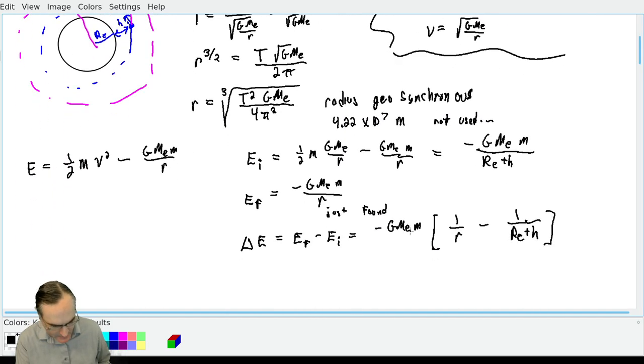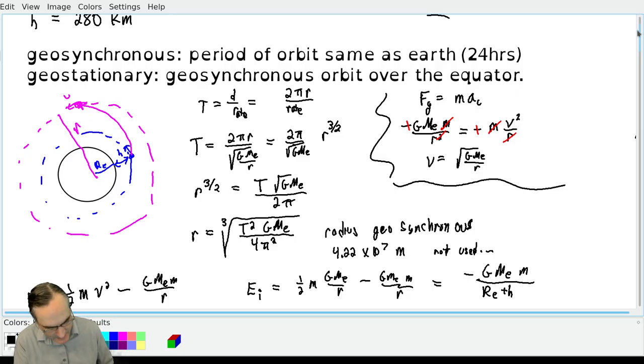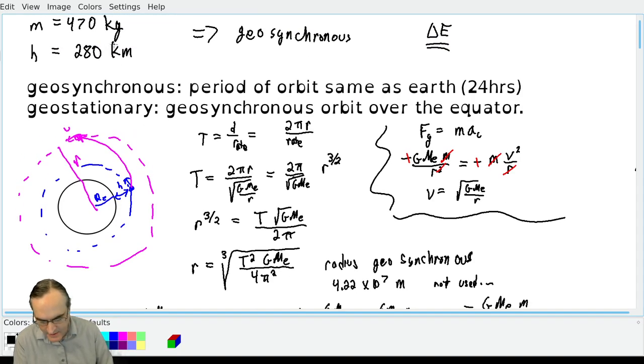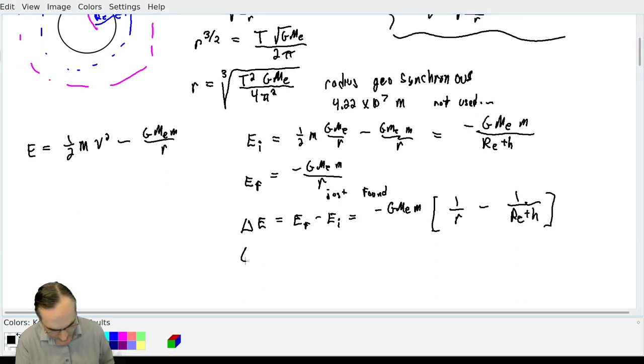Okay, so I've got the minus G mE m part times parentheses 1 over the answer I just found for the radius, saved, so I'm using it, minus 1 divided by 6.37 times 10 to the 6, radius of Earth, plus the altitude. Now notice the altitude was given in kilometers. I need to convert that to meters, so I'll take 280 times 10 to the 3 there. And I'm getting a change in energy of 2.37 times 10 to the 10 joules.